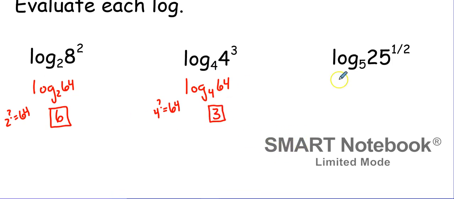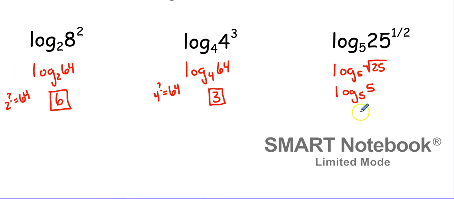Last one over here, log base 5 of 25 to the 1/2. We talked about square roots being the same thing as fractional exponents. So we can rewrite this as log base 5 of the square root of 25, which we know is just log base 5 of 5. And our answer is 1. 5 to the 1st power gives us 5.